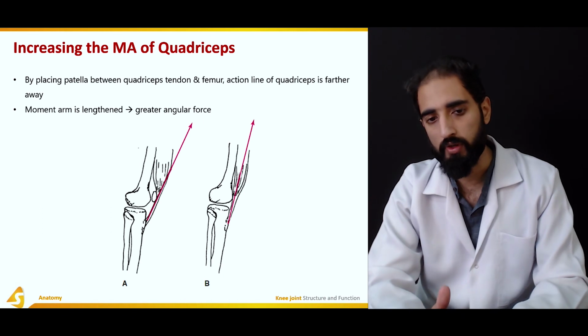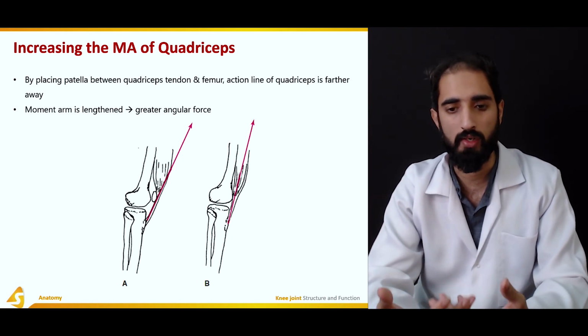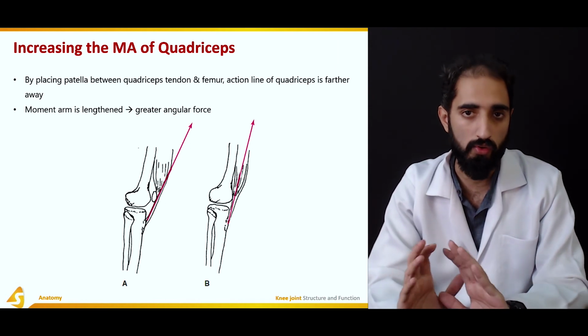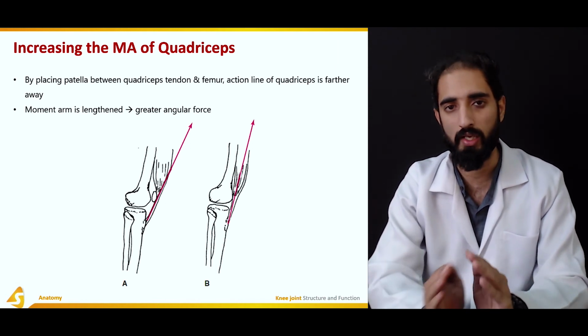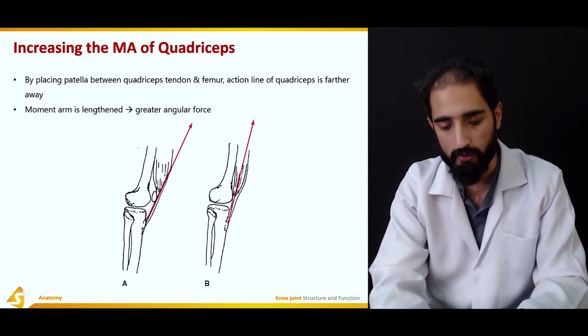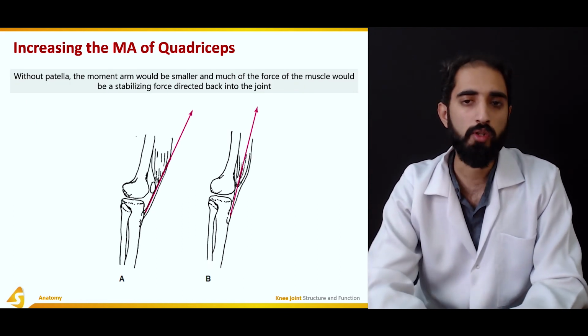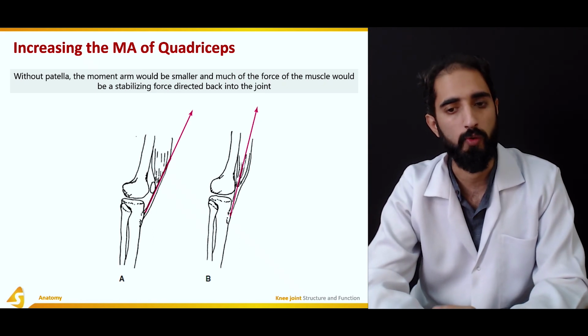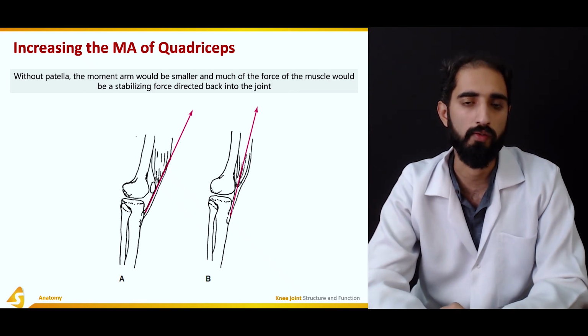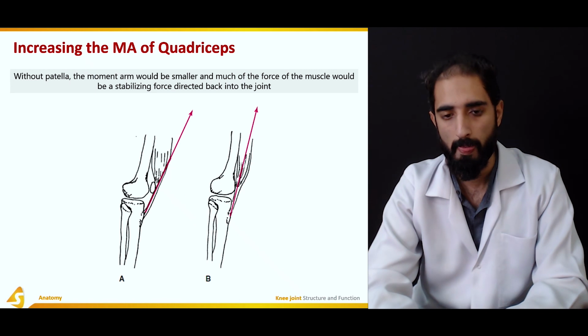So as the effort arm or the moment arm is increased or lengthened, it results in a greater angular force, which is known as torque. So by exerting a lesser amount of force, the muscle can result in a greater amount of torque. Without the patella, the moment arm or the effort arm would be smaller, and much of the force of the muscle would be a stabilizing force directed back into the joint instead of the angular component of the force.